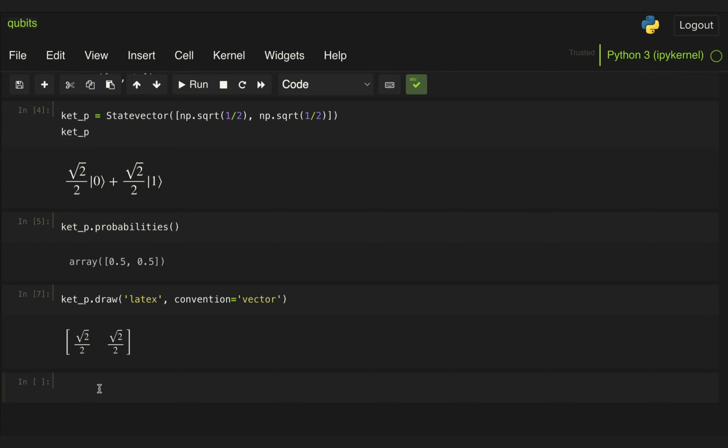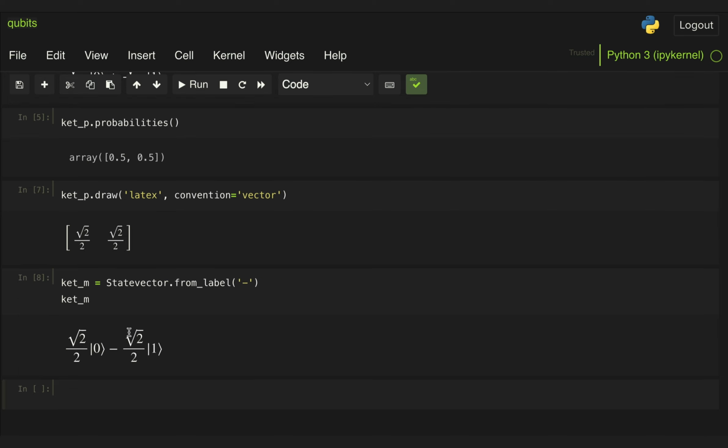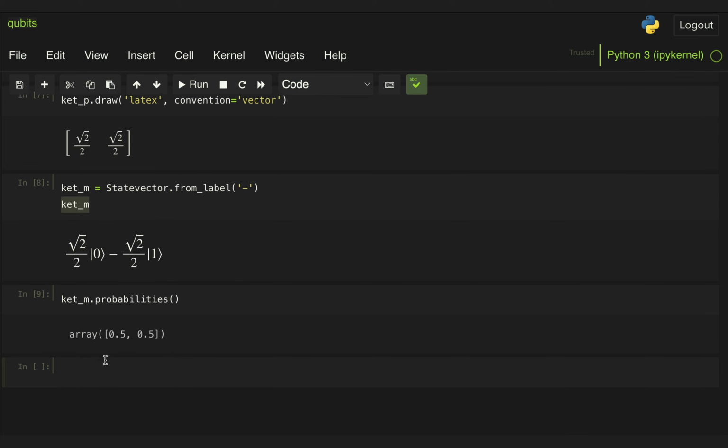Now, another way to define these vectors is, for example, let's define the ket minus using, again, the state vector class. But now I'm going to use this method from label, and I can just pass a minus sign here, and that should give me the ket representation of state minus, for which I can also find, for example, the probabilities. Or I can also, for example, sample the state to get a certain number of counts, as if we were performing measurements, like in the Stern-Gerlach apparatus, where we run several experiments. So let's say I want to run 50 experiments.